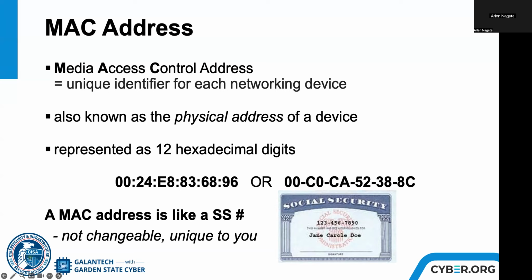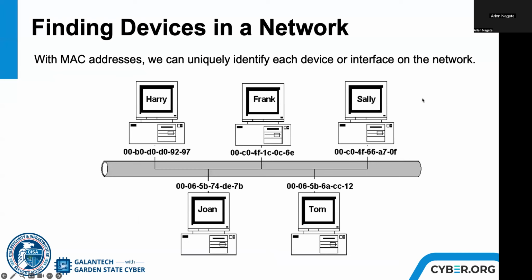There's two parts to it. The first part is kind of like the manufacturer of the device, and the second part is unique to that device. Okay, so when we put these devices on the network, each device gets its own MAC address. And that's how we can send information from one to another.